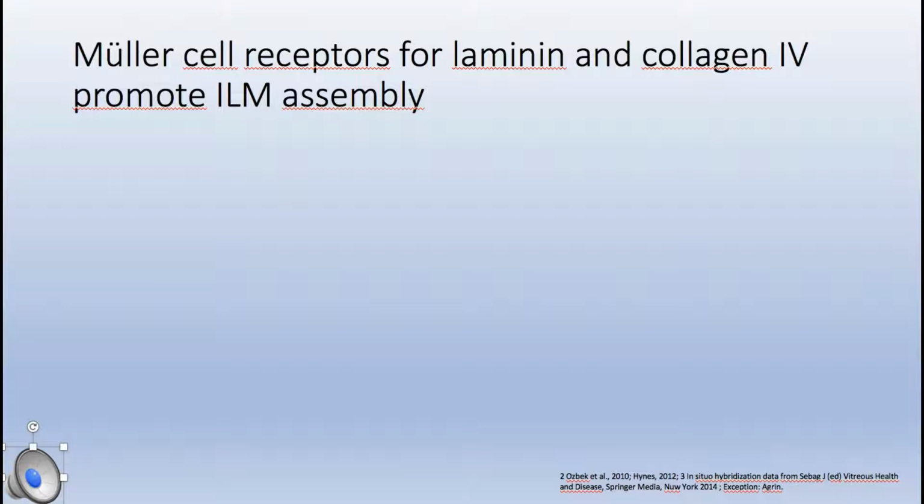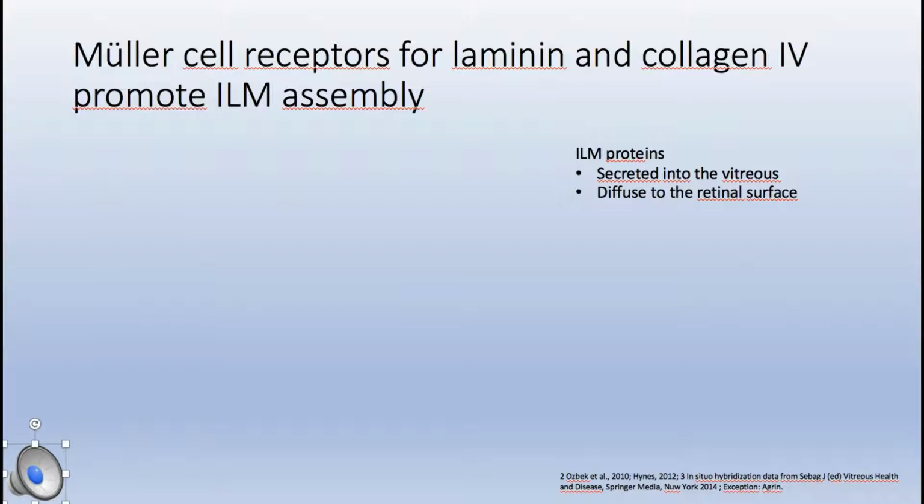So the sequence of events in ILM synthesis is as follows. First, ILM proteins are secreted into the vitreous. They then diffuse to the retinal surface, where they bind to receptors on Müller footplates and are thus assembled into forming the ILM.